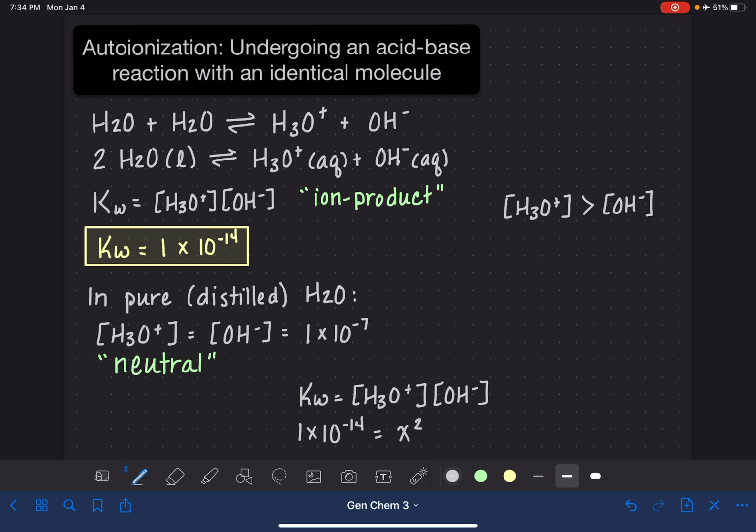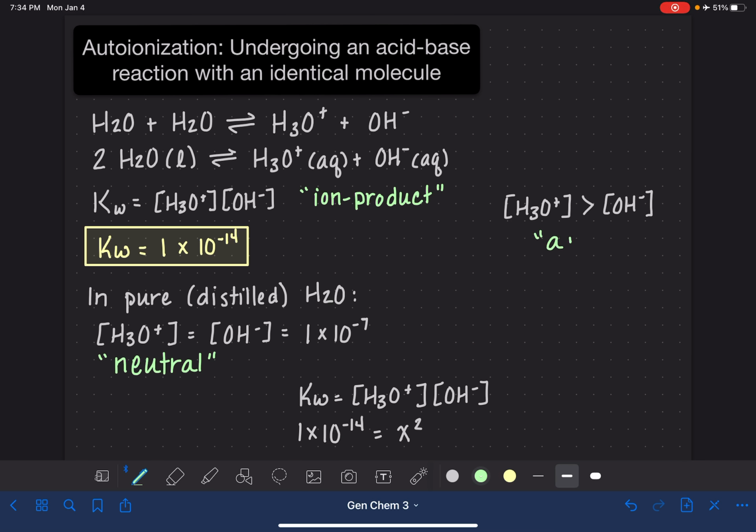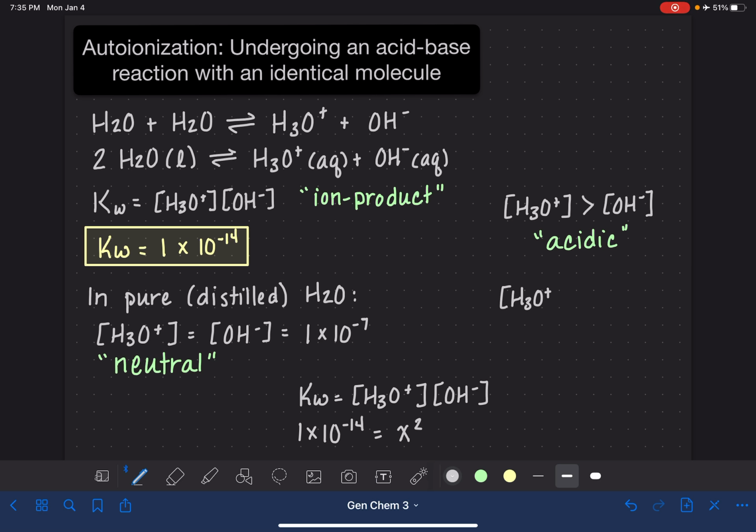When the H3O+ concentration is greater than the OH- concentration, this solution is what we refer to as acidic. You might be taught to think about acidic in terms of the actual value of the pH or something along those lines, but this is actually the genuine scientific definition of what it means for a solution to be acidic. The H3O+ concentration is greater than the OH- concentration. And the opposite scenario, where the H3O+ concentration is less than the OH- concentration, the solution is referred to as basic.